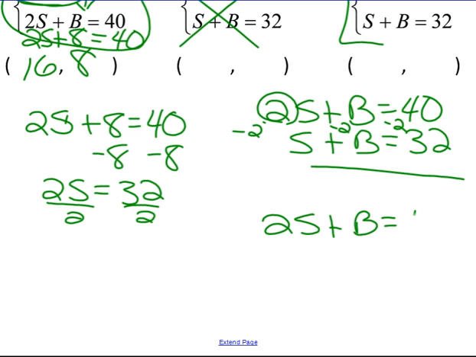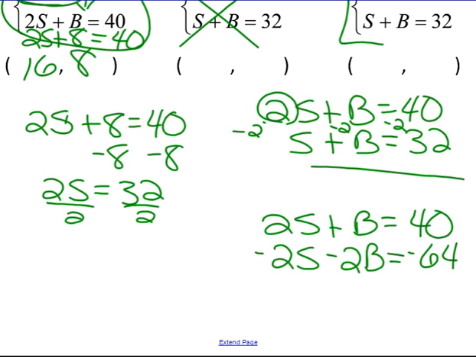I'm just rewriting the top one because we're not multiplying by anything, but the bottom one we do have to multiply. So negative 2 times s gives me negative 2s. Negative 2 times b gives me negative 2b. And negative 2 times 32 gives me negative, what, 64. And now I'm going to add these two equations together.